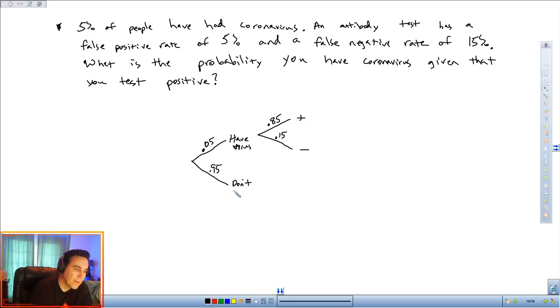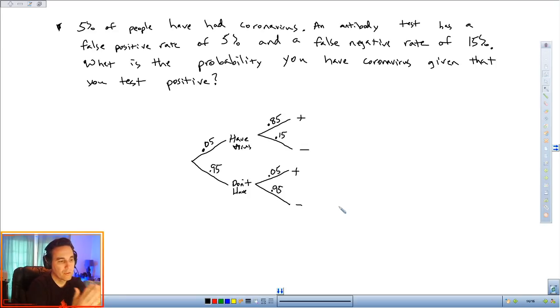Now you don't have the virus, could get a positive, or we could get a negative. Now, if you get a positive test and you actually don't have it, that's your false positive. So this is the 5%. It's going to mess up and say that you have it, and it will be right 95% of the time. It'll say you don't have it. Okay, there's our tree. Remember, the trees I give you on these ones are usually just two-step trees, nothing too complicated.